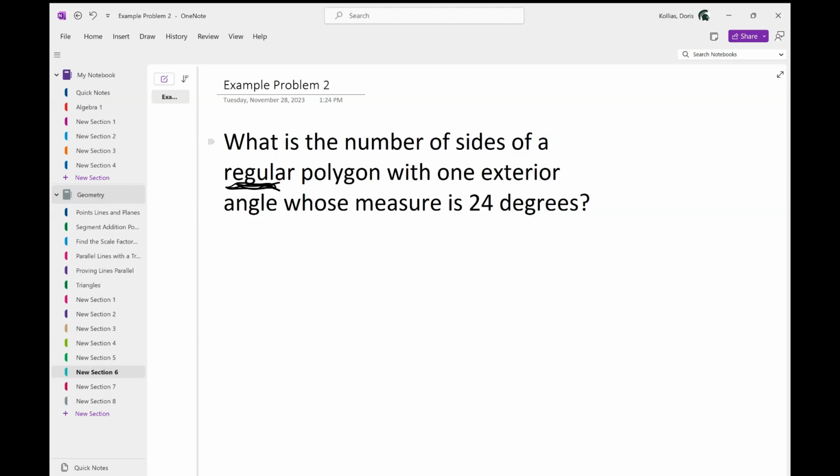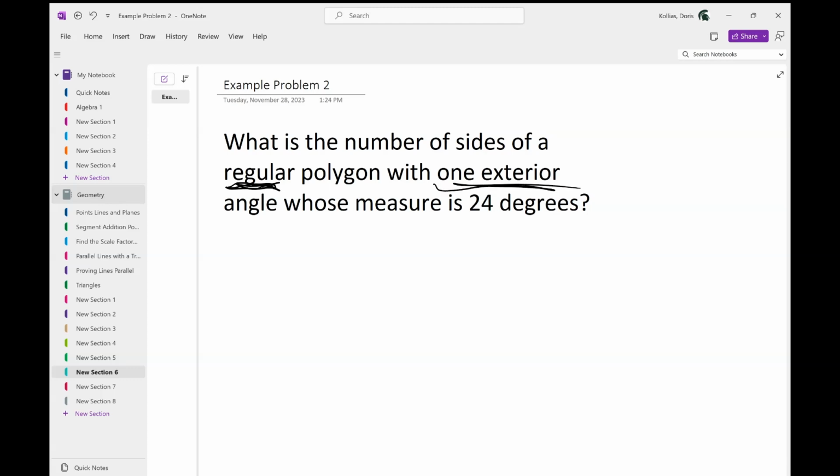Now we have to keep in mind that a regular polygon is a polygon where all of the angle measures on the interior and the exterior are going to be equal, meaning all interior angles are the same measure, all exterior angles are the same measure, and all of the sides are the same length. So let's go to our understanding of the sum total of an exterior.